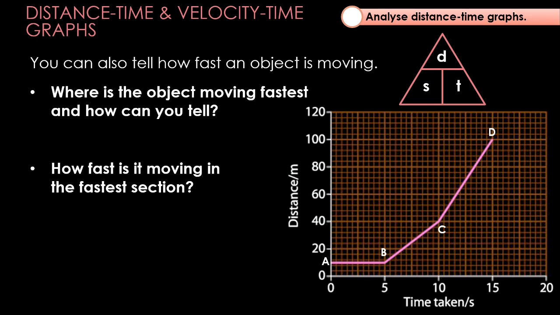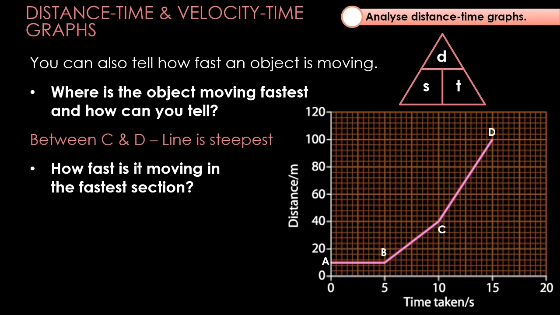The object's moving fastest in between C and D, and we know that's the case because that's where the line is steepest. In between C and D, the object is travelling a fair amount of distance. It's going from 40 up to 100 meters, so it's traveling 60 meters. 100 minus 40 is 60, and it does that in 5 seconds.